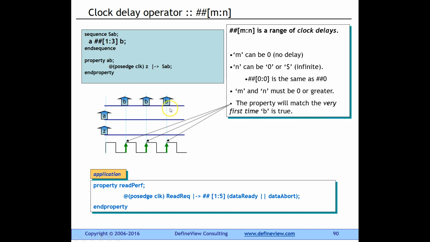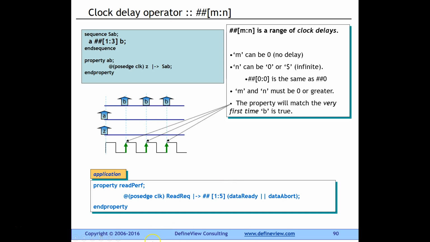It does not keep looking for further Bs, which is something important to understand, because in other operators, the property will match at the last of the occurrence of a given signal. Here is the first occurrence of the signal.